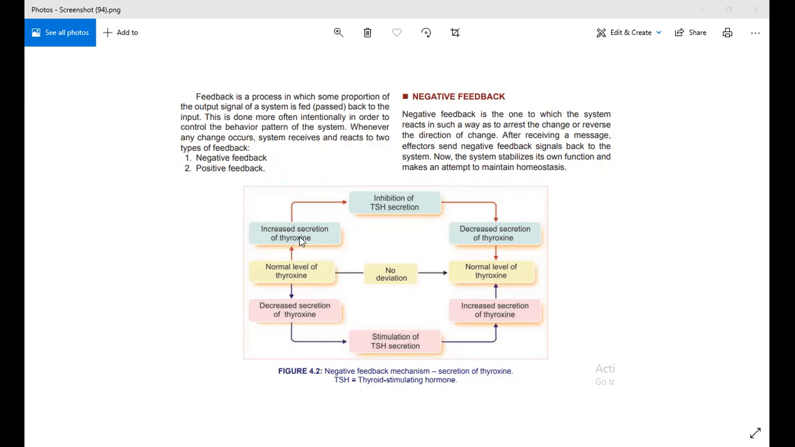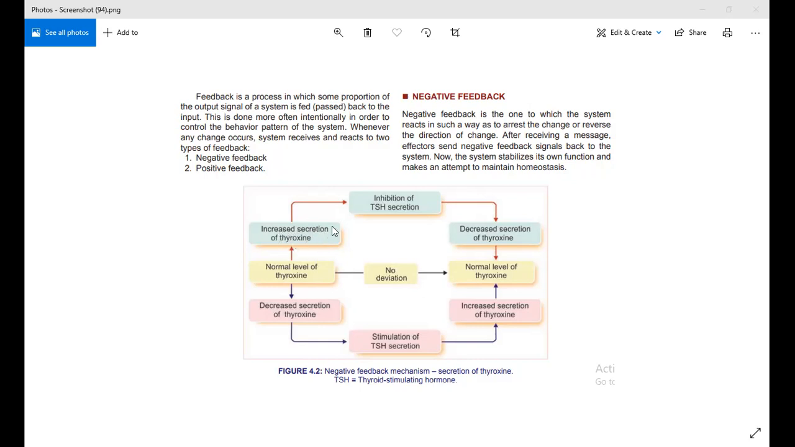Now, once there is an increase in secretion, something would have led to this increase in secretion, okay? Something would have led to it. Maybe the person was in a cold place, cold weather, or in winter, and the person needs to regulate his body temperature. So there's an increase in secretion of thyroxine. Now, I told you before that for the thyroid gland to secrete thyroxine, it must be stimulated first by another hormone called the thyroid stimulating hormone, yes?